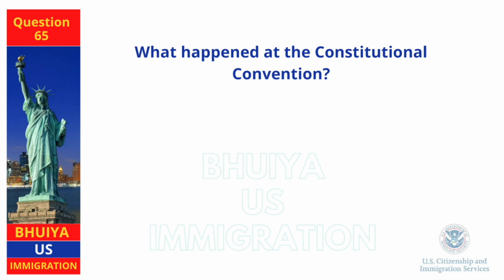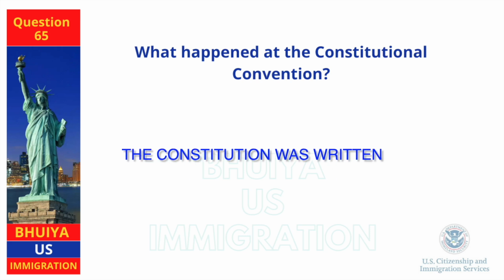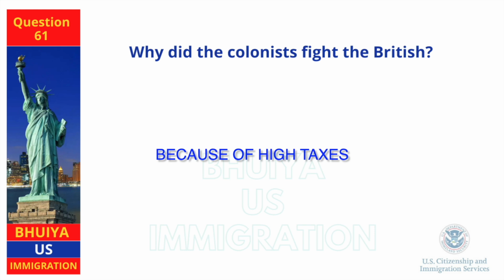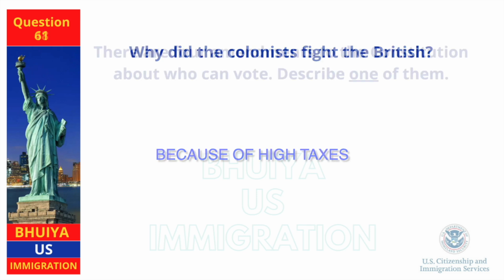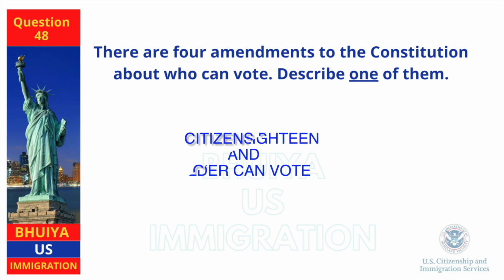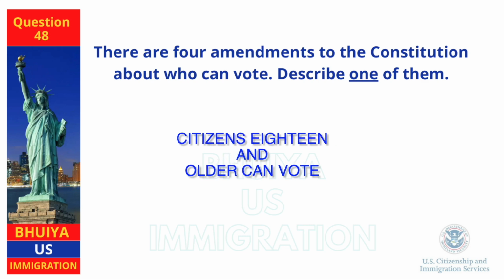What happened at the Constitutional Convention? The Constitution was written. Why did the colonists fight the British? Because of high taxes. There are 4 amendments to the Constitution about who can vote. Describe one of them. Citizens 18 and older can vote.